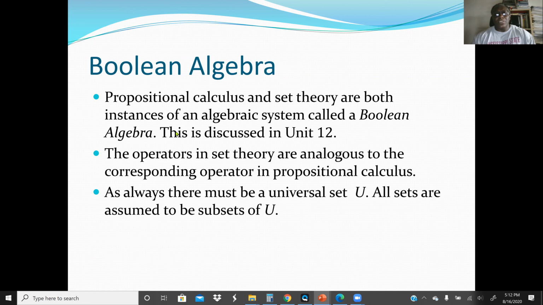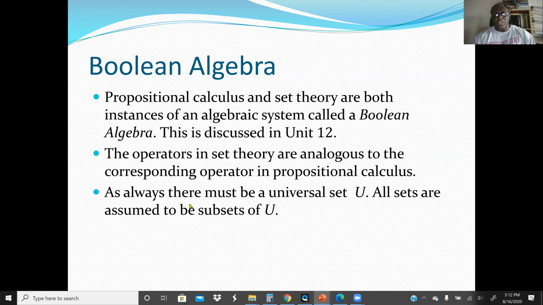So here we say the set concept is almost the same as Boolean algebra when we talk about the set operations. Propositional calculus and set theory are both instances of an algebraic system called a Boolean algebra. This will be discussed in chapter 12 or unit 12 of our lectures. Now, the operators in set theory are analogs to the corresponding operators in propositional calculus.